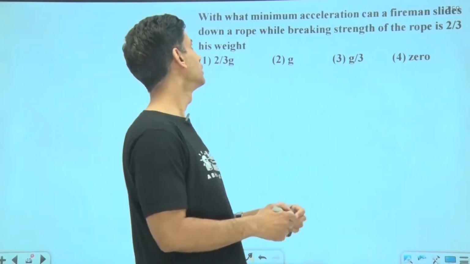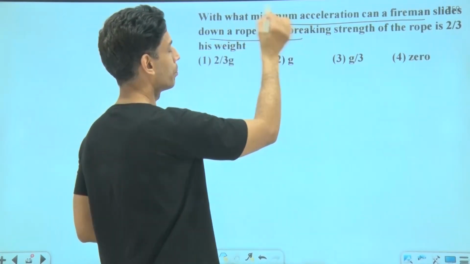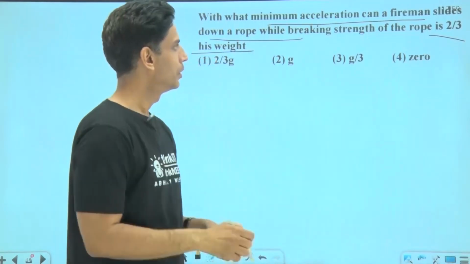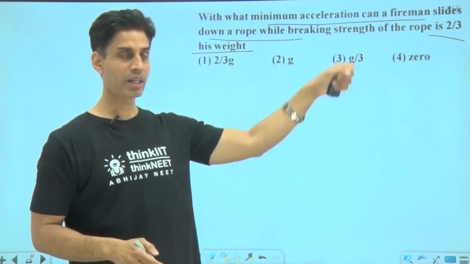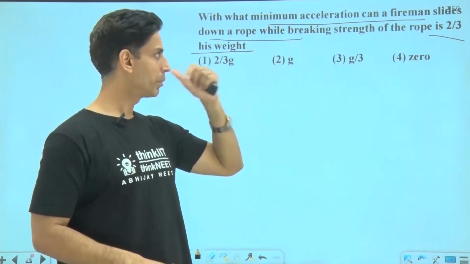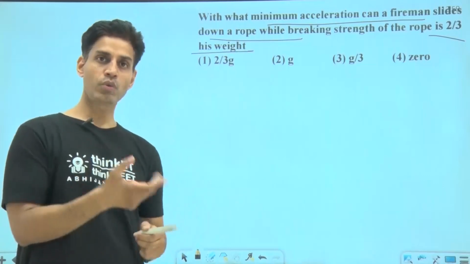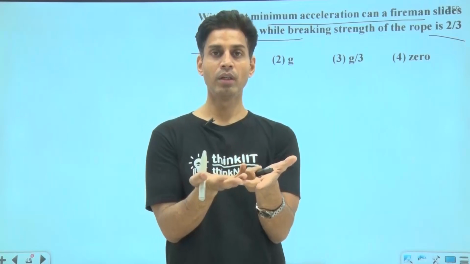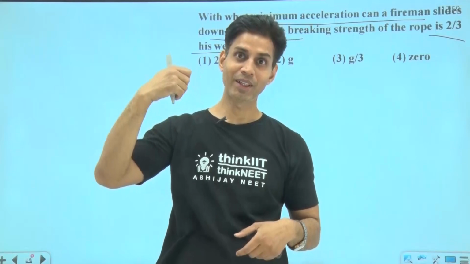Now comes the next one. With what minimum acceleration can a fireman slide down a rope while the braking strength of the rope is 2/3 of his weight? That is, we have to calculate the minimum acceleration with which a fireman can slide down using a rope which has a strength of 2/3 of his weight. That is, the strength is less than his weight. He cannot place his whole weight on the string. Otherwise, instead of coming down, he'll go up finally, and he remains there only.